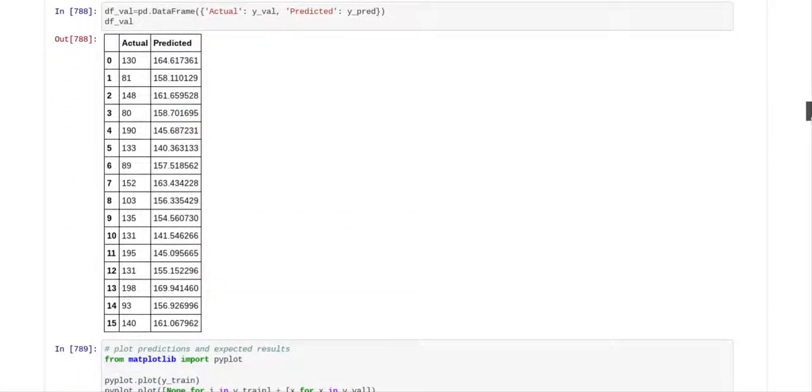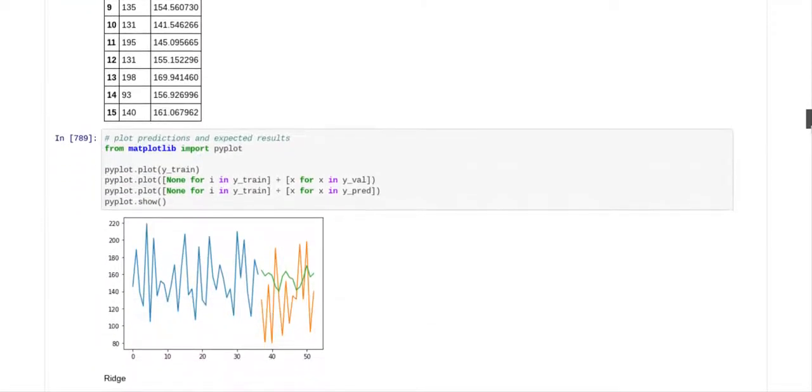And so these are the actual and the predicted figures that don't look very well. And so what we did was we plotted a graph. So you can see the graph that we plotted, because this is a time series problem.